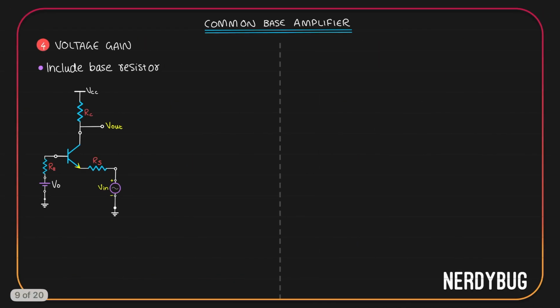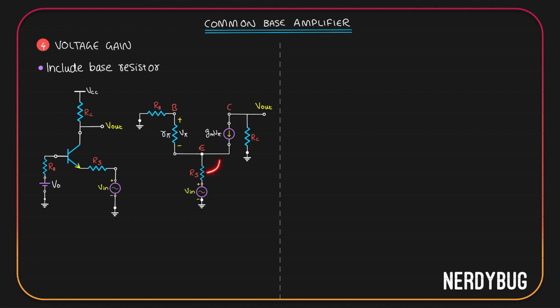Let us now include a base resistor and find the voltage gain. In the circuit diagram, you can see I have added Rb over here. I still have Rs, I haven't removed it. So the small signal model will look like this. Rs is over here at the emitter, Rb is over here at the base.